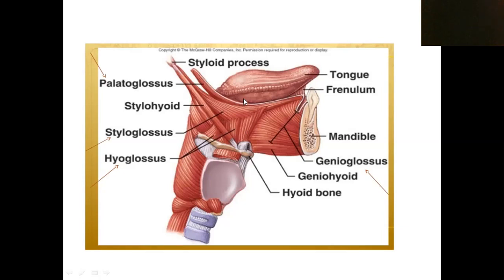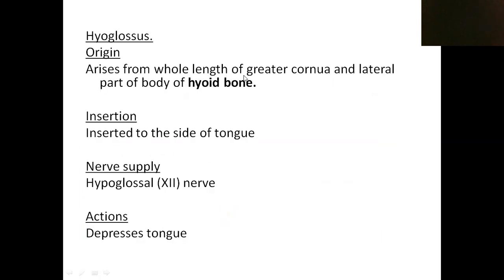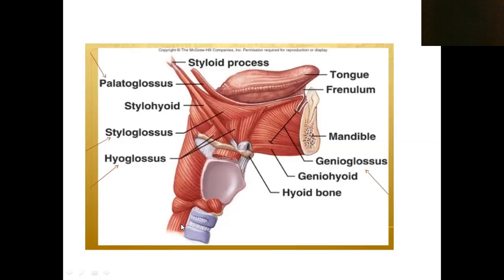From there it runs upward and is inserted into the tongue. So when this muscle contracts, it depresses the tongue. Origin from the greater horn and the body of the hyoid bone, insertion to the side of the tongue, and it depresses the tongue.